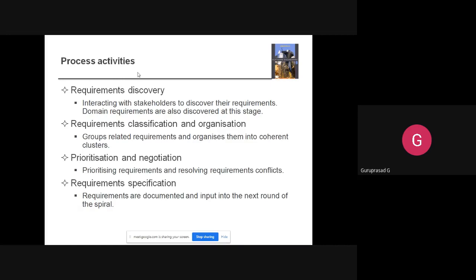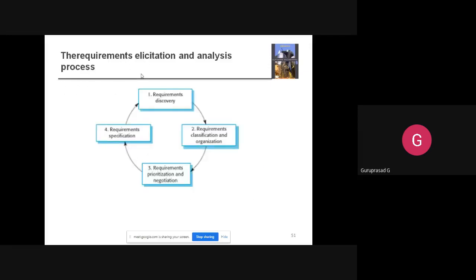Please take this spiral model into consideration, the requirements elicitation and analysis process. Please remember the 4 activities: requirement discovery, where we interact with the stakeholders to discover the requirements, which are of different types: functional, non-functional, and domain requirements. The second step is to classify the requirements and organize them into coherent clusters.